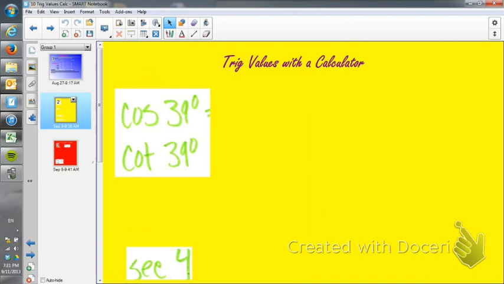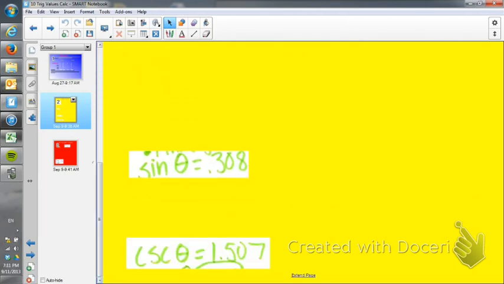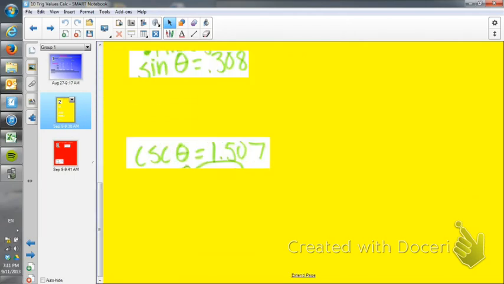Alright, so for our next part, we're going to move on and we're going to do this one. These are a little bit tougher. So now what I'm doing is I'm trying to find theta. I'm trying to find a degree value. So what I'm going to do this time is every time I need to find theta, or I need to find an angle, I need to use inverse on my calculator.